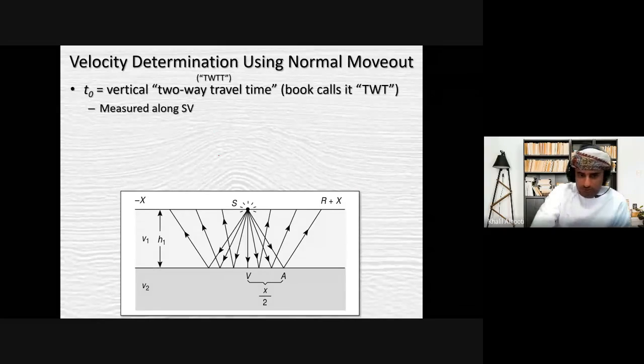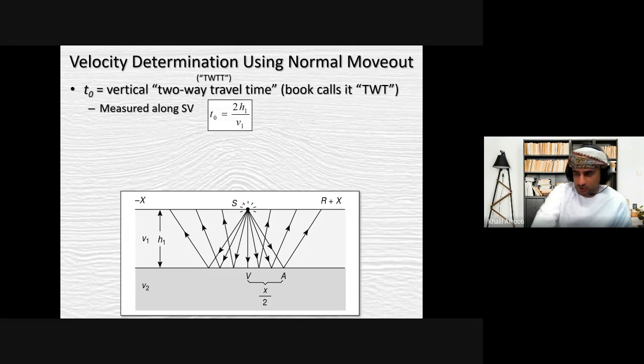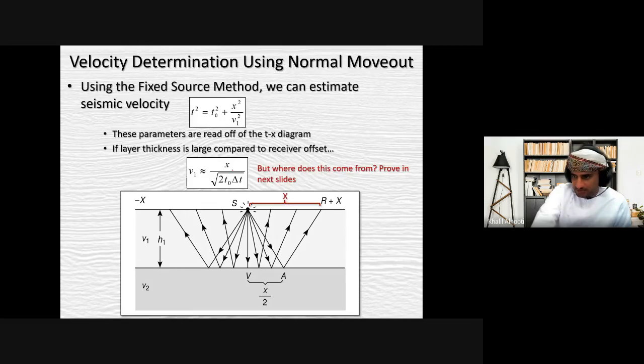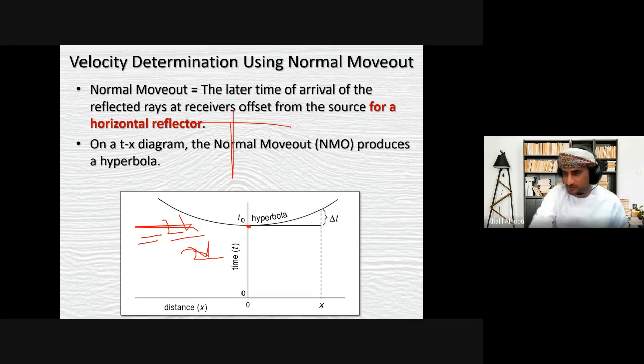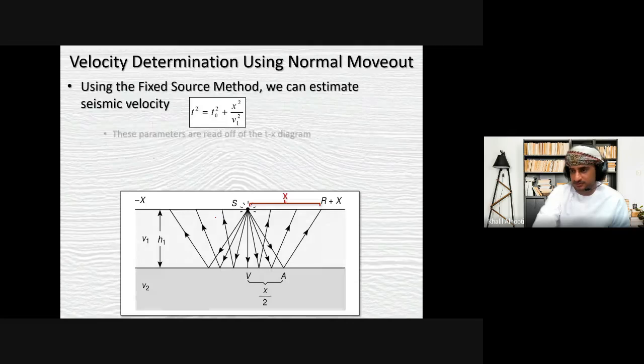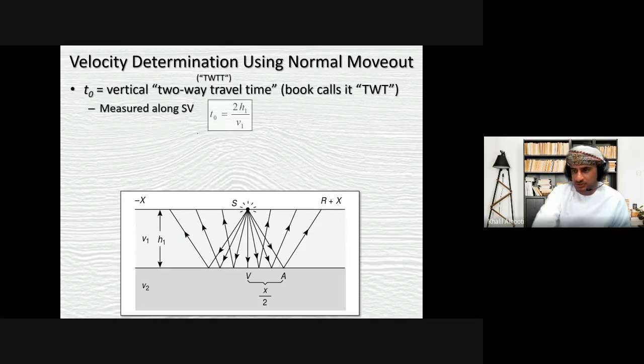What we are measuring, we are not measuring one-way time. We are basically measuring two-way time. So T naught, the time at this specific place here, is what? This time is 2h over the velocity. The ray went and reflected back. 2h over velocity. So this is T naught.